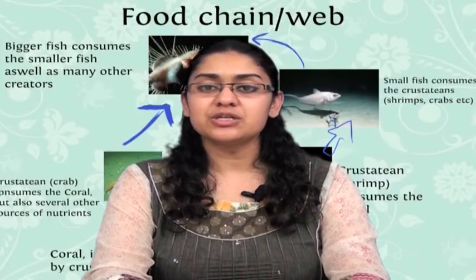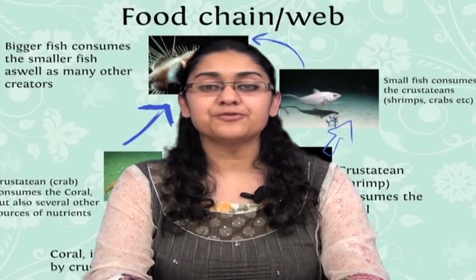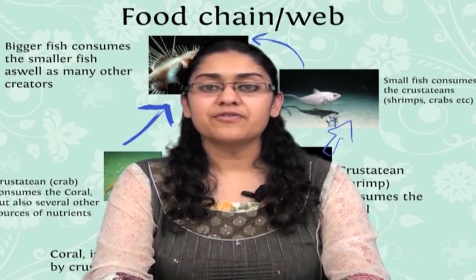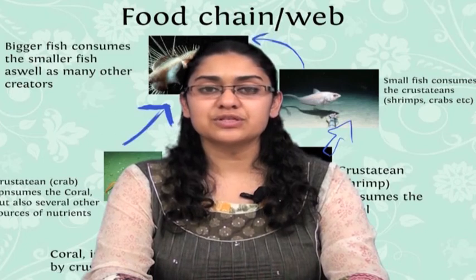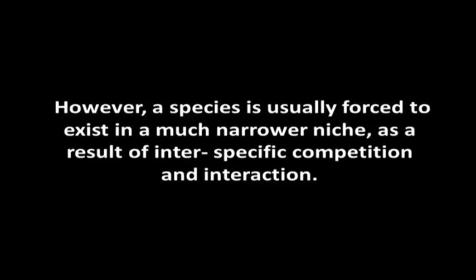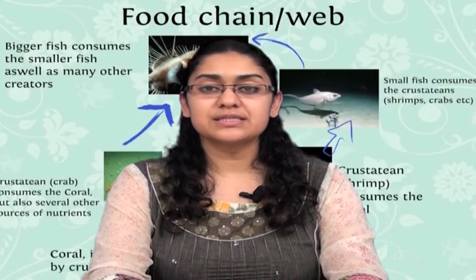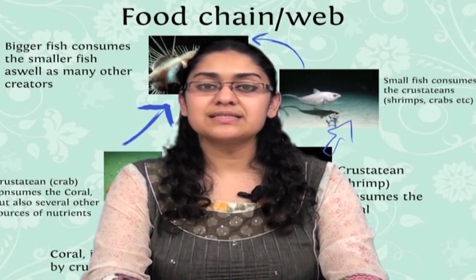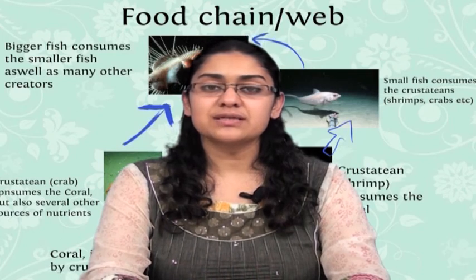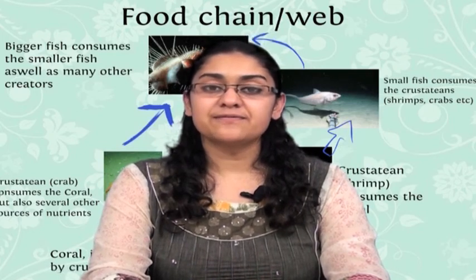The fundamental niche is when an organism can survive and reproduce without any interference from other species and hence uses the biotic and abiotic conditions and resources to the full extent. However, a species is usually forced to exist in a much narrower niche as a result of interspecific competition and interaction. They are usually more adapted to this niche, which is called the realized niche or hypervolume. It defines the dimensional space of resources available to organisms and specifically used by them.